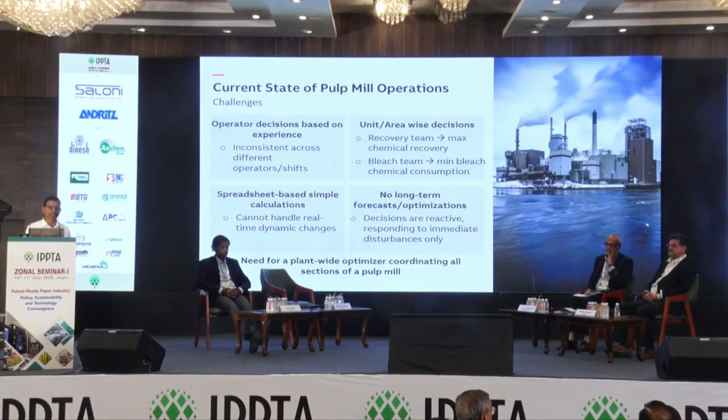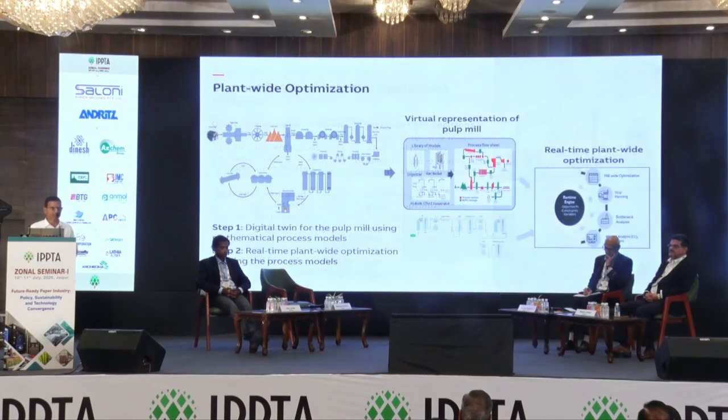So there is a necessity for a plant-wide optimizer which can optimize all the process sections simultaneously to improve the overall mill performance. In this study, we are coming up with a plant-wide optimization for pulp mills, where we are developing this solution in two steps. Step one is developing a process digital twin for the entire pulp mill using first principle based models.